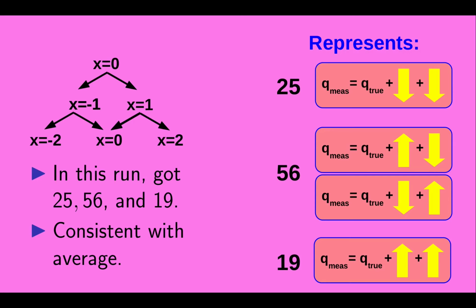This represents doing a measurement 100 times, where, in 25 cases, both error sources pushed Q measured down. In 56 cases, the 2 error sources pushed Q measured in different directions, and in 19, both error sources pushed Q measured up above Q true.